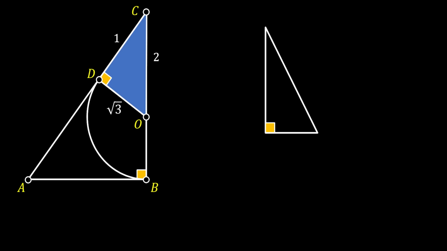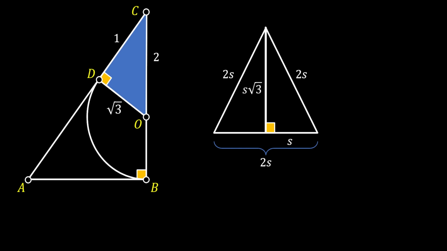Alright, so at this point, I would probably use trigonometry, but we can cheat a little bit and take a look at the triangle DOC. You can see that this is a right-angled triangle which has the sides in a proportion of 1 to square root of 3 to 2. So this triangle is actually a really famous right-angled triangle which represents half of the equilateral triangle. So this means that this triangle has the angles of 60 degrees and 30 degrees.